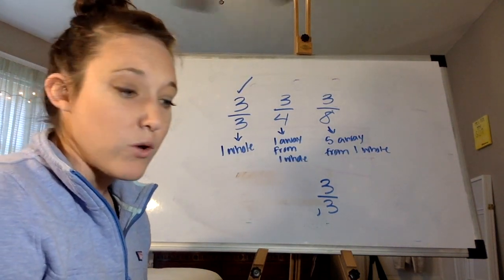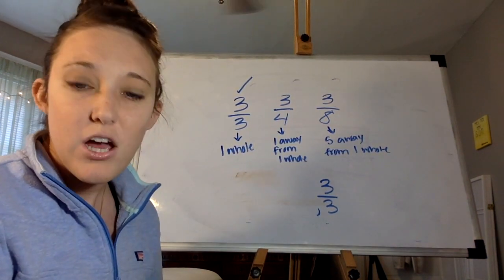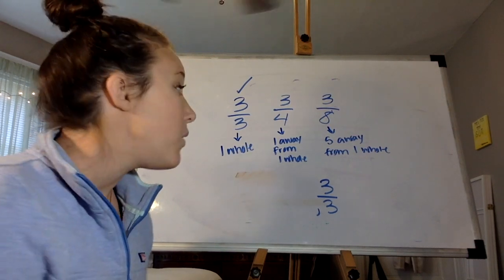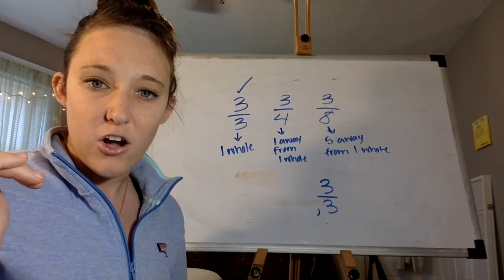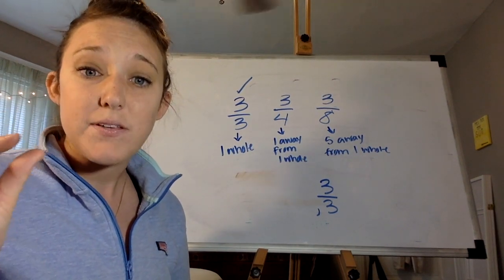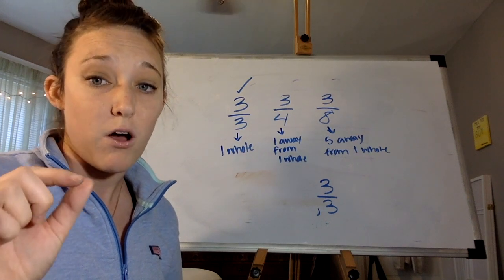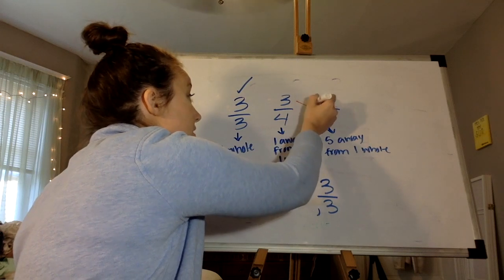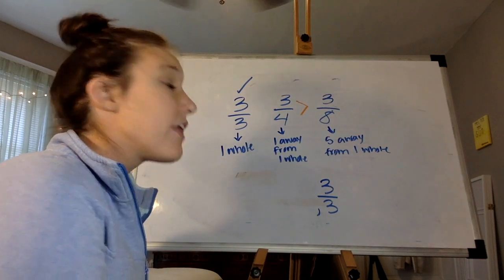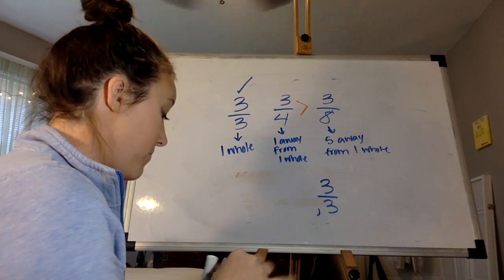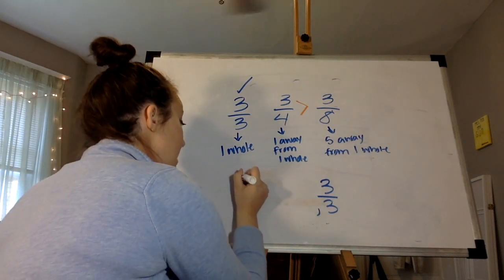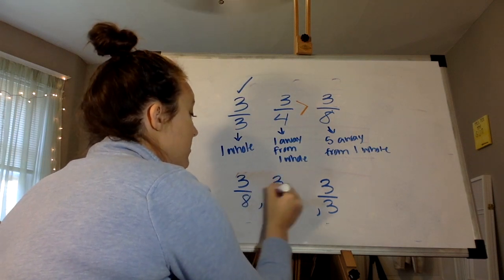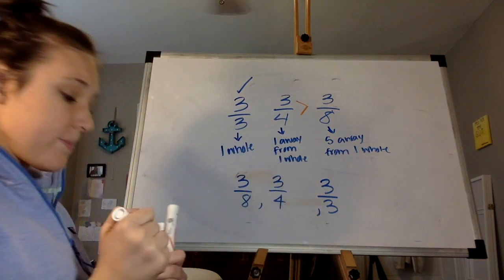Now I need to decide which one is the smallest. So now I'm going to compare 3/4 to 3/8, okay? Well, before when we've compared, I know that the greater the denominator, the smaller of the equal shares, so the smaller of the fraction. So with that being said, I know that 3/4 is greater than 3/8, okay? Which means 3/8 is my smallest fraction, and then 3/4 is in between, okay?